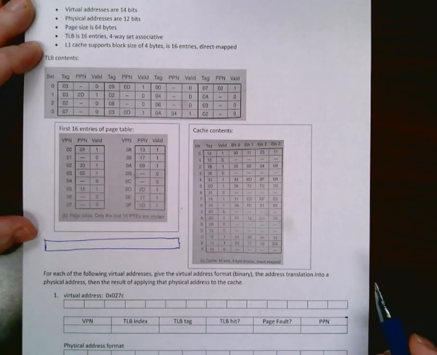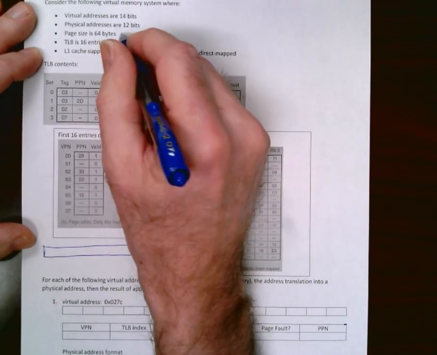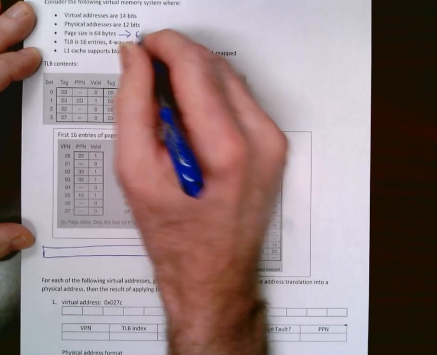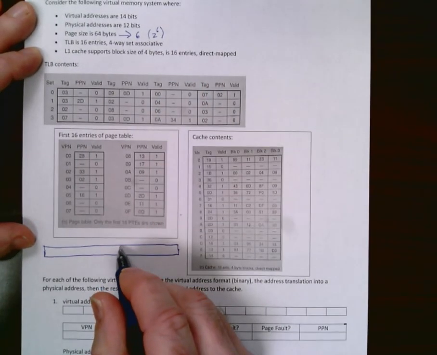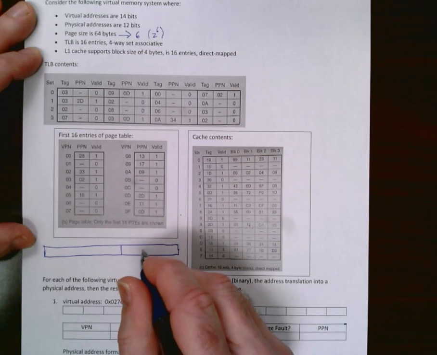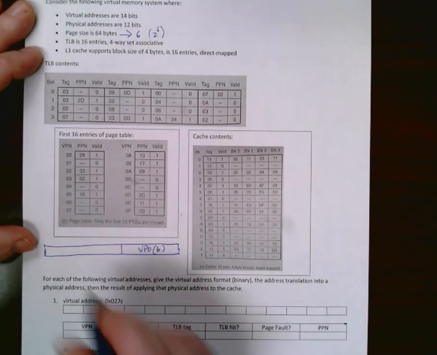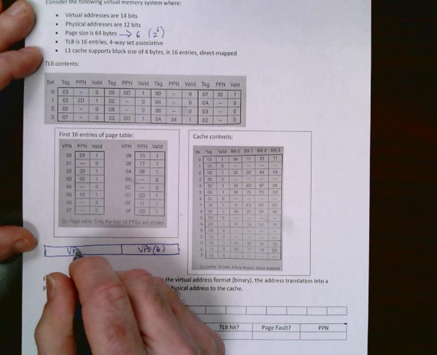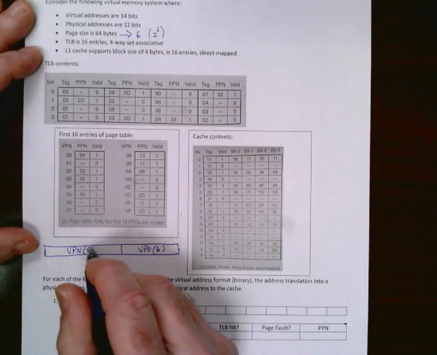Virtual address is 14 bits, physical 12, page size 64. So once you have the page size, that's going to imply I need 6 bits, because 64 is equal to 2 to the 6th. I need 6 bits for the virtual page offset. So let's just put that down. The virtual page offset, VPO, would be 6 bits. That means the virtual page number, which is the rest of the virtual address, is going to be 8 bits.